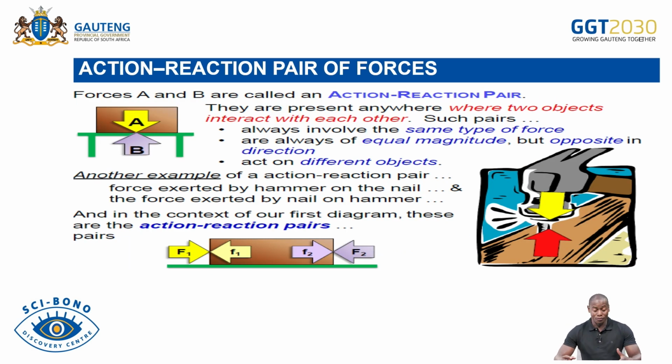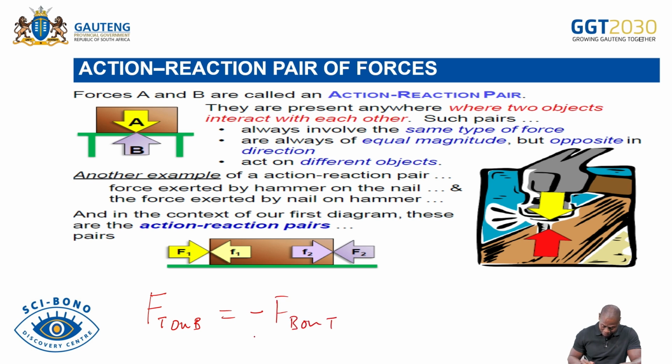Okay. For example, we used this example last week to explain action-reaction pairs of forces. You have a block on top of a table. So we have the table and the block on top of that table. Then we have a force exerted by the table on the block, and it goes together with the force exerted by the block on the table. You can see it's negative there.